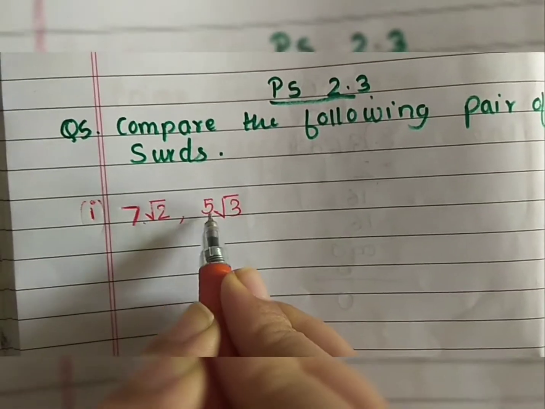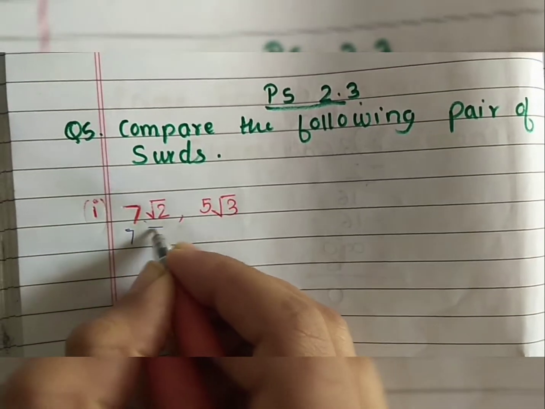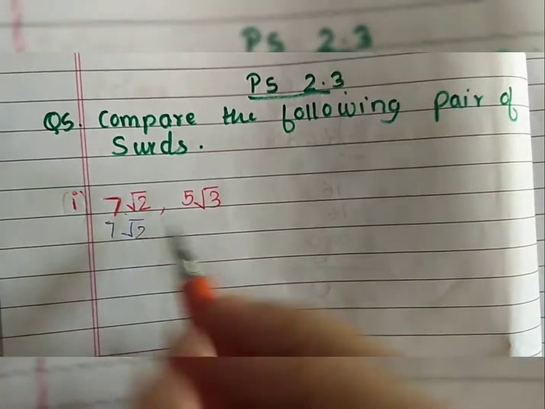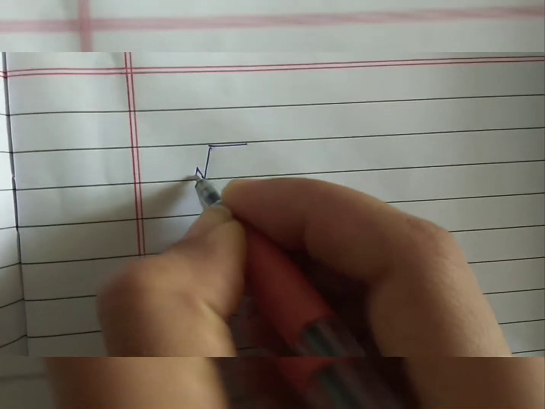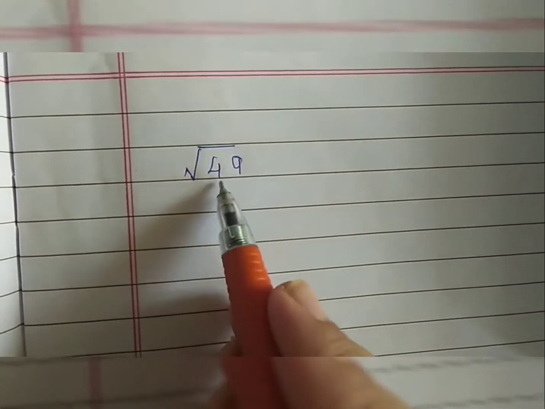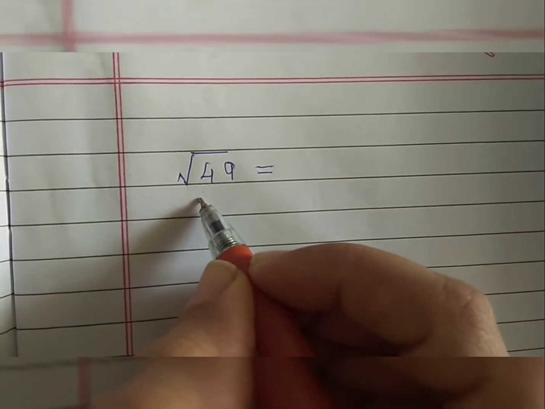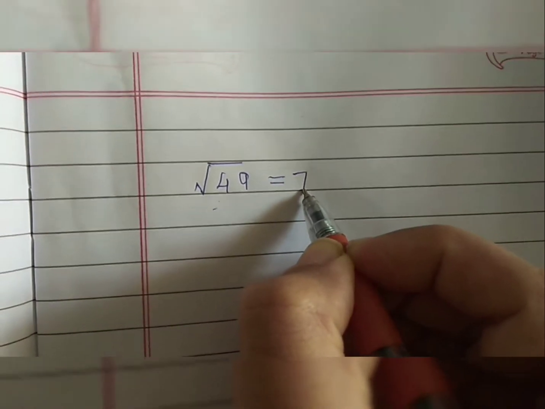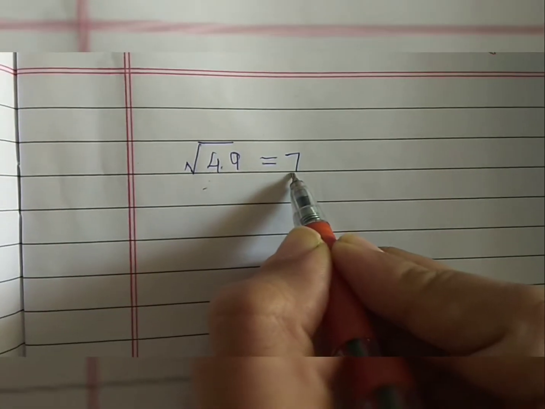Now here two surds are given. So first we'll take the given surd. Before that, students, let me explain one concept. This is the square root of 49. So what is the square root of 49? That is 7, because 7 sevens will give you 49. So here we have got 7.